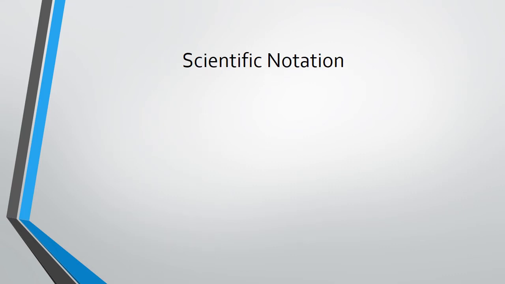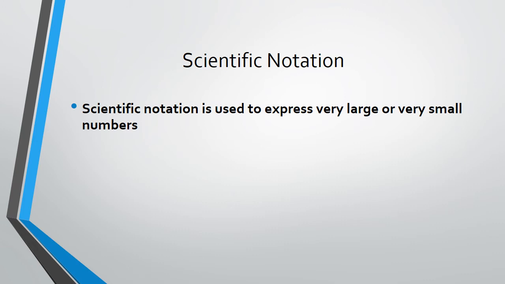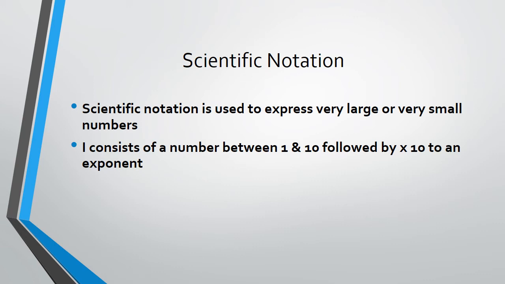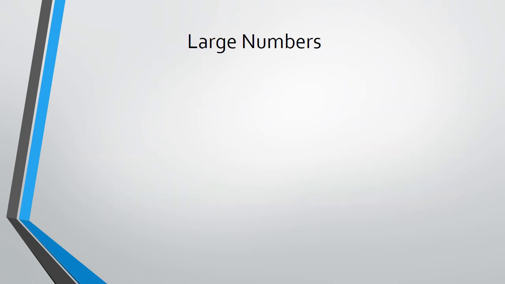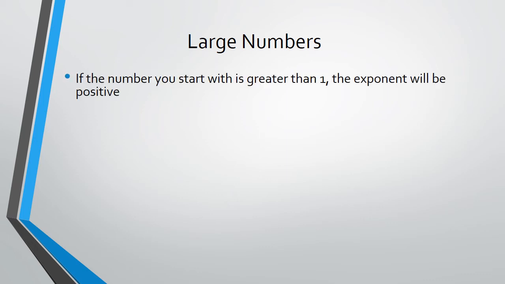Scientific notation is used for representing very large or very small numbers. This is very common. Also, in your calculator it would say scientific number. It consists of a number between 1 to 10, a digit, and then 10 to an exponent. I'm sure you have seen that before. Let's just have some examples. Let's start with large numbers. If a number is greater than 1, obviously the exponent is positive.